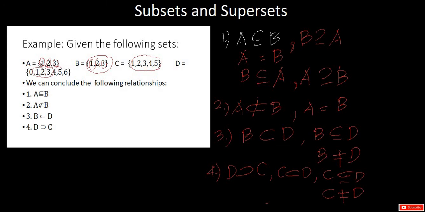We have 1, 2, 3, 4, and 5. Every element of set C is also an element of set D. So therefore, set C is a subset of set D. And set C is not equal to set D because there are elements of set D that are not in set C, like 6, right? So since C is not equal to set D, therefore, C is a proper subset of set D, and it follows that D is a proper superset of set C.